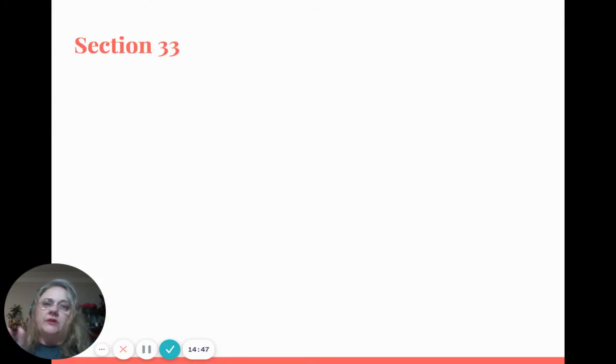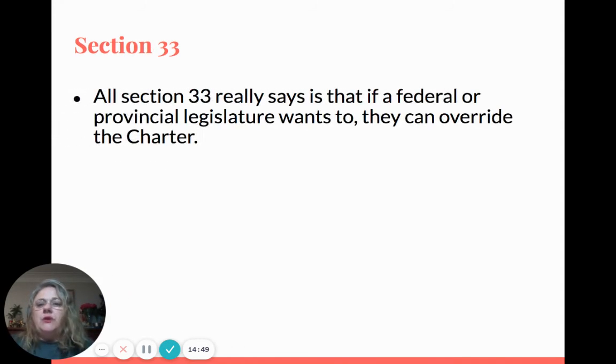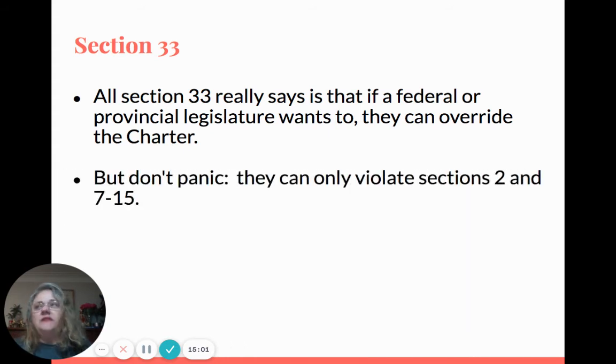So let's get into it. What actually does it say? So all it really says is that a federal government or a provincial legislature, if they want to, can override the charter, right? And it doesn't say they can override any section of the charter. It just says that they can violate section 2 and sections 7 through 15. So it's not so bad, right? Pause the video here to go look at what's in section 2 and what's in sections 7 through 15. No, like really, pause the video, go look.